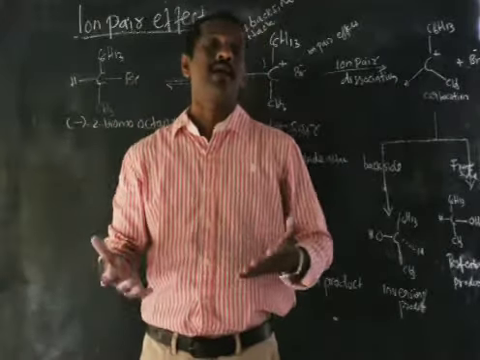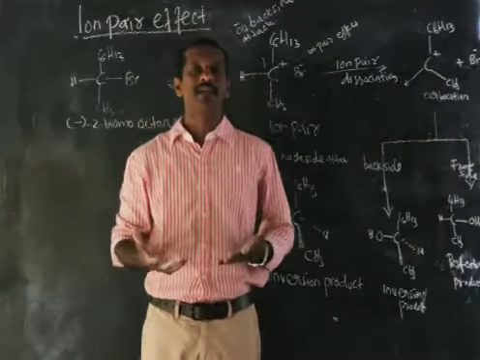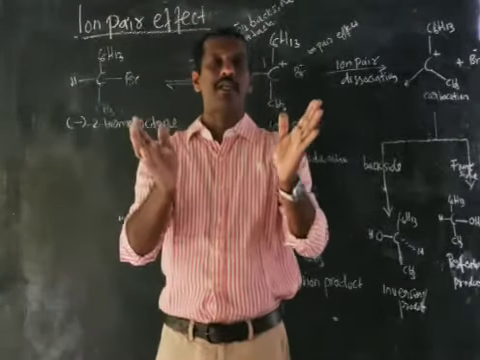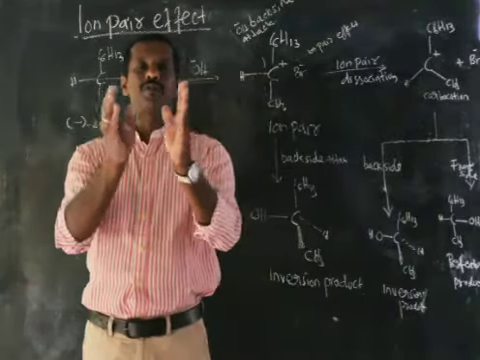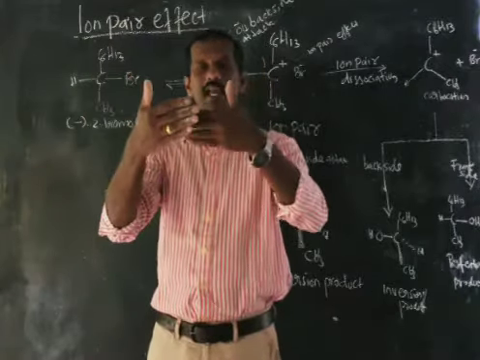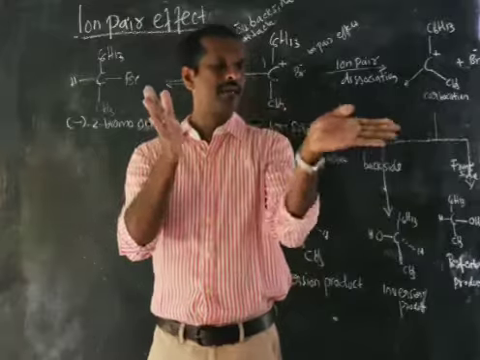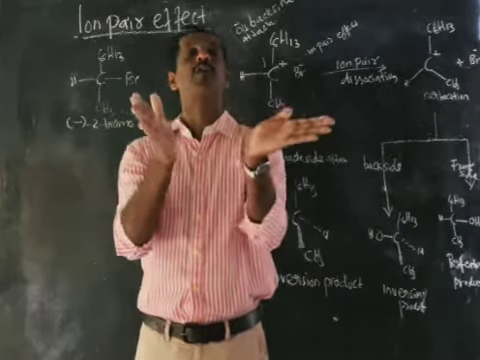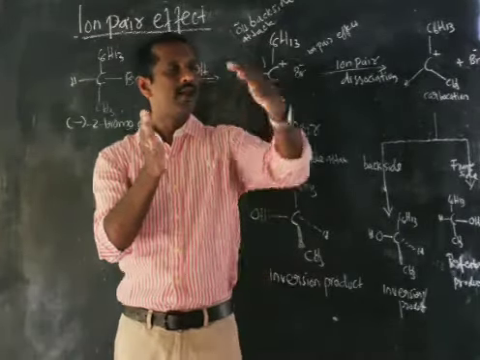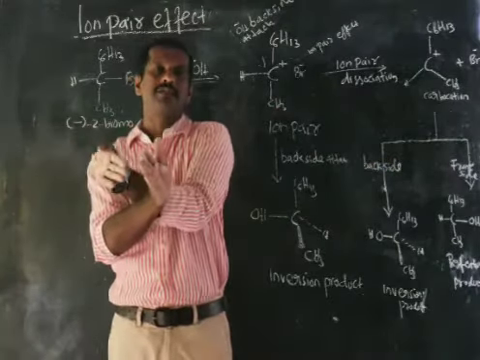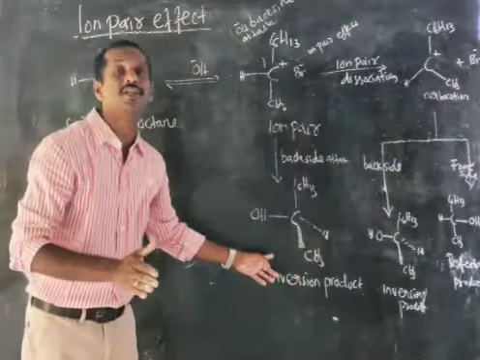ion pair effect. Because of the ion pair effect, during the first step, formation of the carbocation, there will be a force of attraction, an interaction between the positively charged carbon and the leaving halide ion, for a shorter period of time. At that time, the nucleophile cannot come and attack from the front side. Only backside attack is possible. At that time you are getting the inversion product.